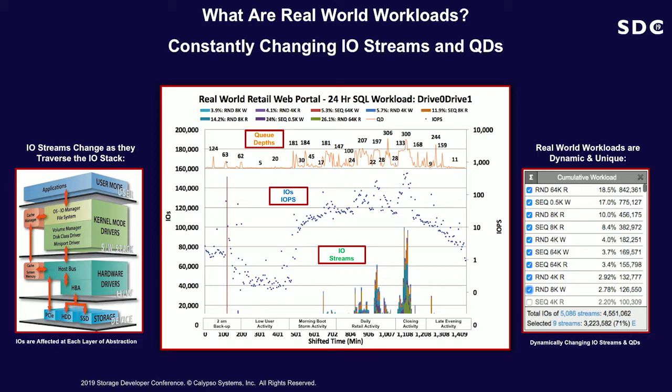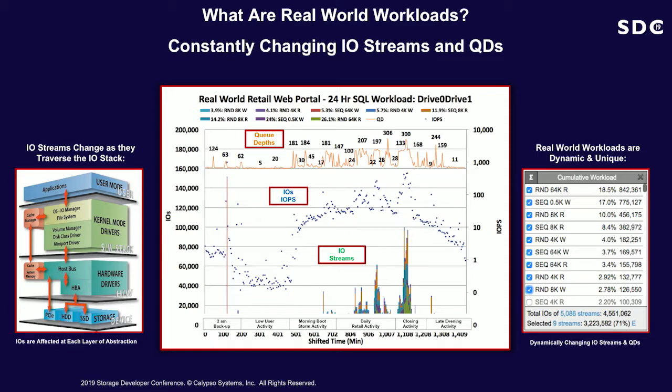So in this case, for this 24-hour SQL Server workload, which was captured on a retail web portal with 2,000 stores, the dominant 9 IO streams are shown on the right-hand side. So you can see random 64K read was 18.5%, sequential half K write was 17%, random 8K read was 10%, so on and so forth. And we see random 4K writes down there at 4%.